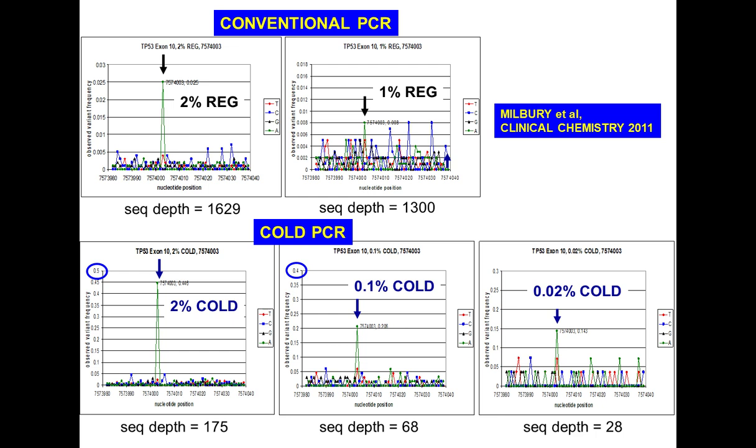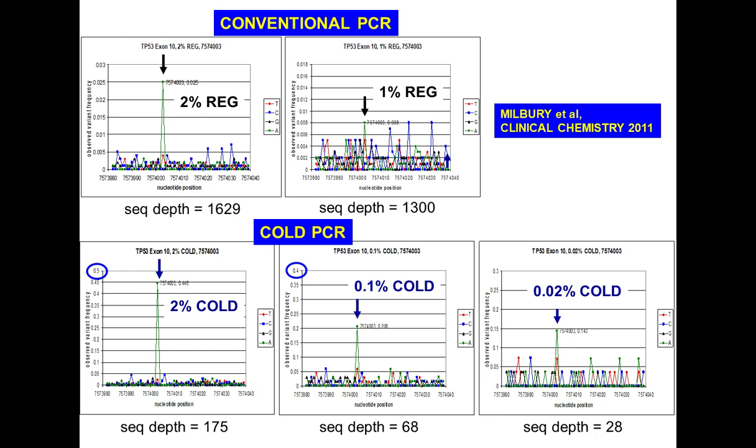If, on the other hand, one applies COLD-PCR before going to the standard Illumina sequencing, that's what you get. You increase the signal while keeping the background approximately the same, and you can see that you can go all the way down to 0.02% of COLD-PCR and still discriminate over the background. Okay, so by enriching the signal, you increase the signal to noise ratio, so you can detect via sequencing the lower level mutations.